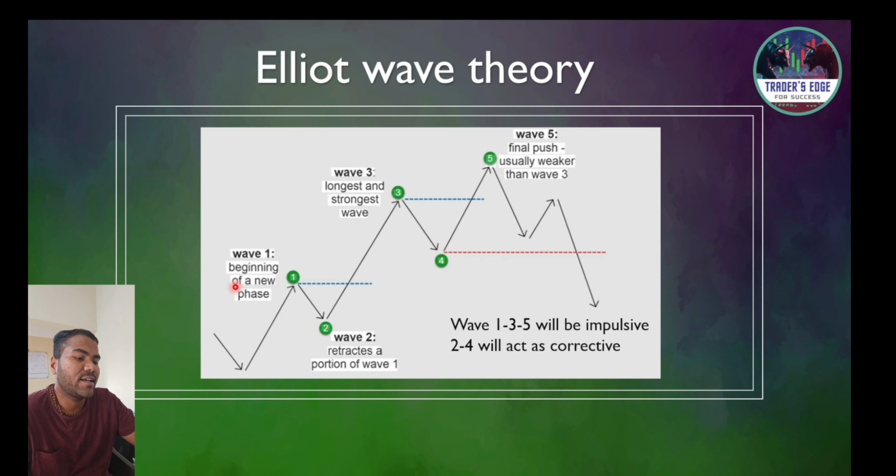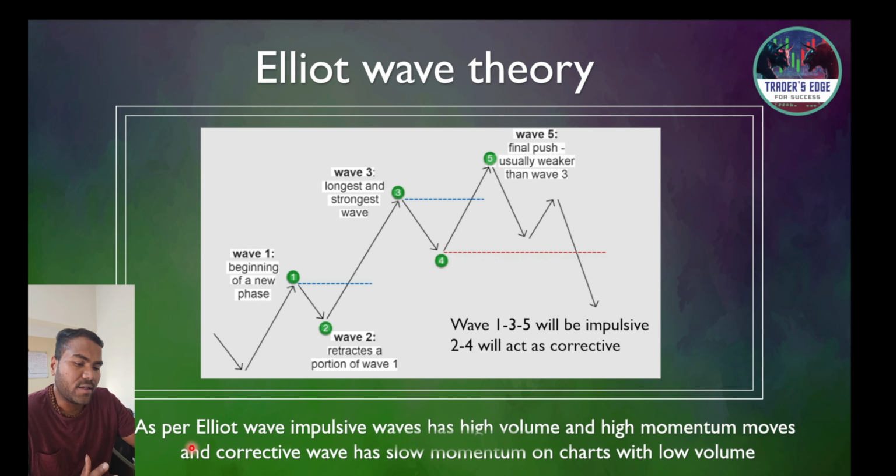Let's see. Wave 1 is the beginning of a new phase. If price starts moving upward, it will have some corrective wave. After that, if price keeps going upward, it will have an impulsive move, and wave 3 will be the longest and strongest wave on the chart. After that, wave 4 will again be a corrective wave, and if price still goes in a continuous upward direction, wave 5 will be the final push, usually weaker than wave 3. So this is Elliott Wave theory, and most of the time the market follows these structures.